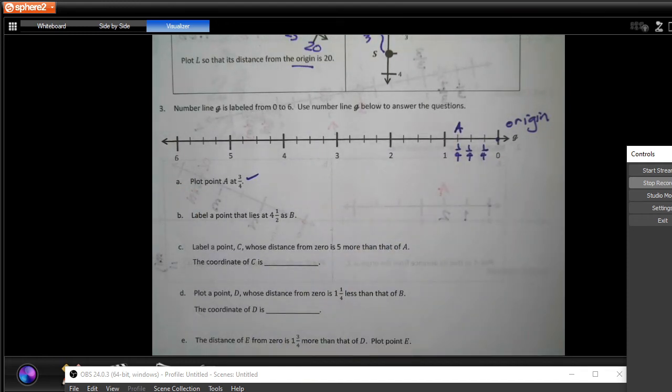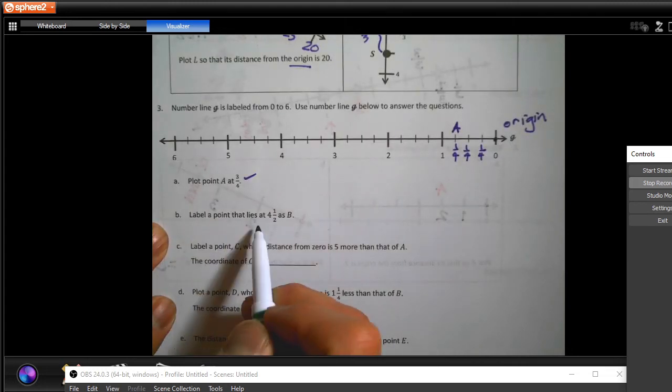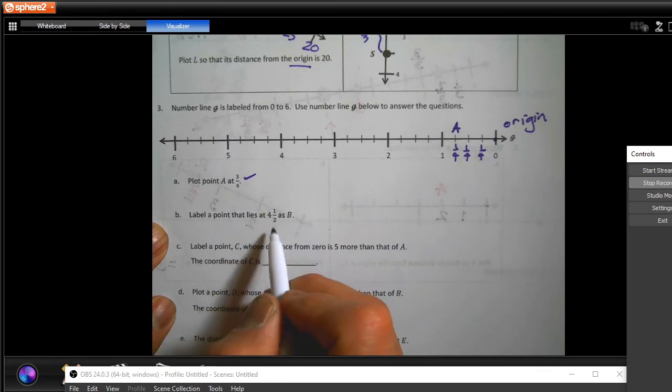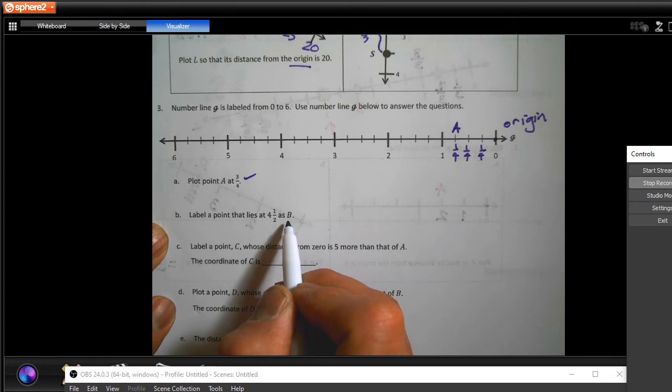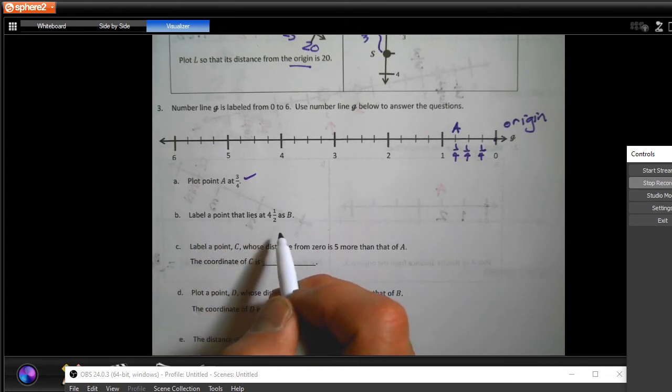Now, from here on, the instructions get a little tricky. So make sure you read carefully. Label a point that lies at 4.5 as B. Okay. Label a point that lies at 4.5 as B, and that is okay.